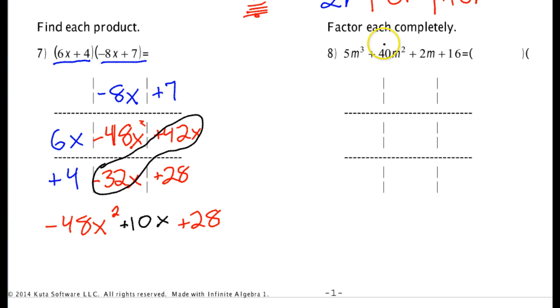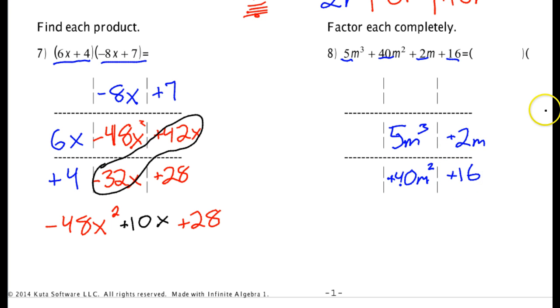So let's factor. You've got 4 terms. So instead of putting these on the outside, we're multiplying. Those 4 terms are what go on the inside. So we're going to do 5m to the 3rd. This is already written on yours. Okay. And then we're going to find the GCF.